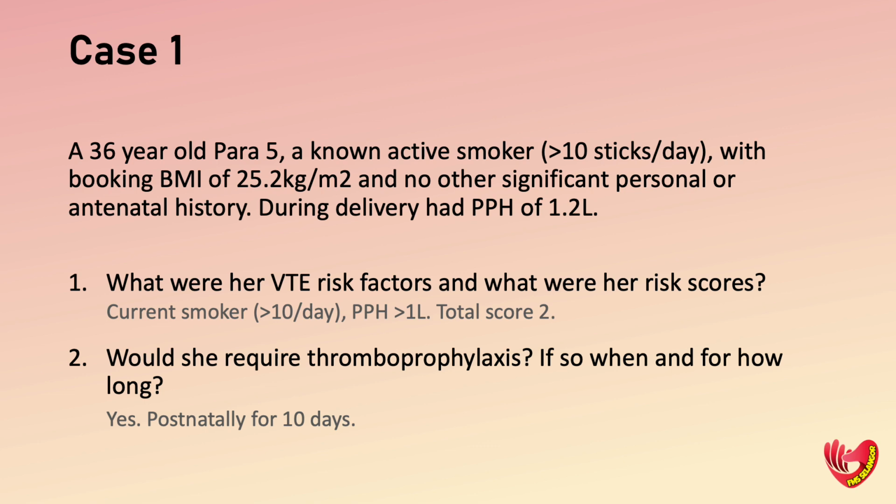For this patient, her smoking status of more than 10 cigarettes per day and postpartum hemorrhage of more than 1 liter are the risk factors for VTE. Hence, her VTE risk score is 2. During postpartum period, a VTE risk score of 2 calls for thromboprophylaxis and the duration is 10 days. Do you get your answers right?